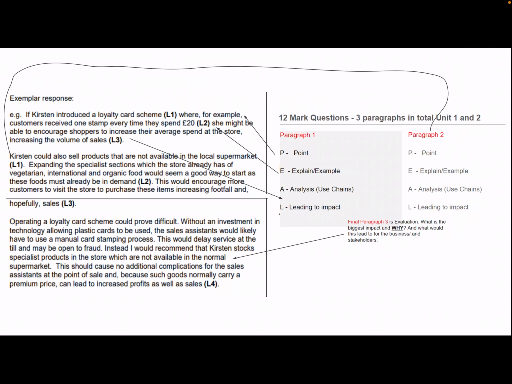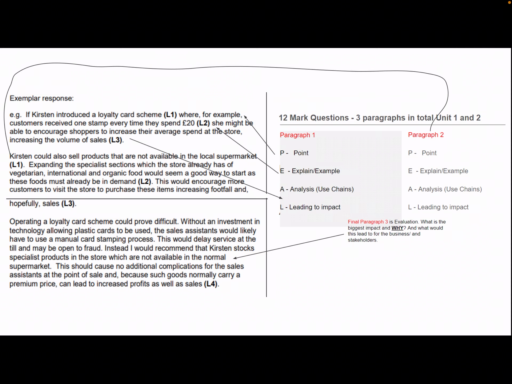So if we read this evaluation, operating a loyalty card scheme could prove difficult without investment in technology, allowing plastic cards to be used. There's the justification there in terms of that's why they haven't chosen that option. The sales assistants would likely have to use a manual card stamping process. So what they're saying is it could be a little bit tricky, a little bit fiddly. So this would delay the service at the till and may be open to fraud. And then we go on to the one that we are justifying.